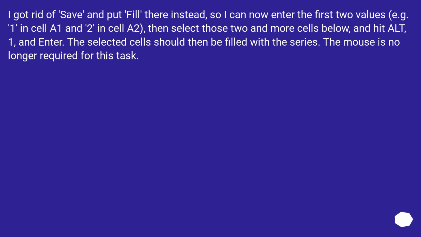I got rid of Save and put Fill there instead, so I can now enter the first two values, for example 1 in cell A1 and 2 in cell A2, then select those 2 and more cells below, and hit Alt, 1, and enter. The selected cells should then be filled with the series. The mouse is no longer required for this task.